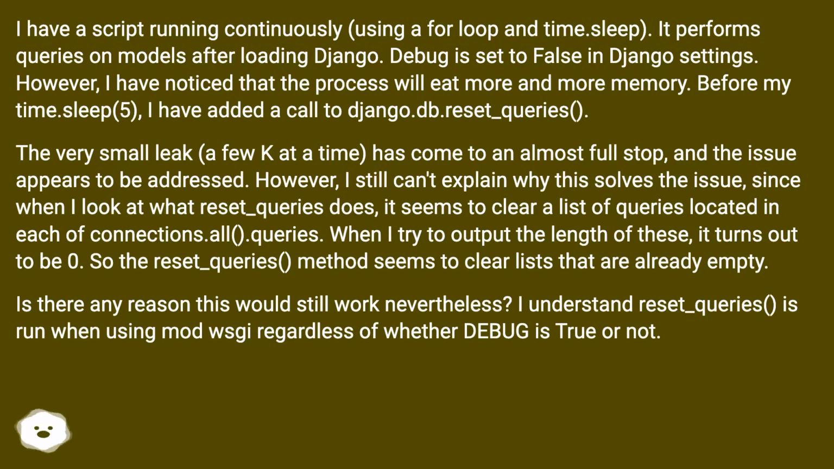However, I still can't explain why this solves the issue, since when I look at what reset_queries does, it seems to clear a list of queries located in each of connections.all. When I try to output the length of these, it turns out to be 0. So the reset_queries method seems to clear lists that are already empty. Is there any reason this would still work nevertheless?